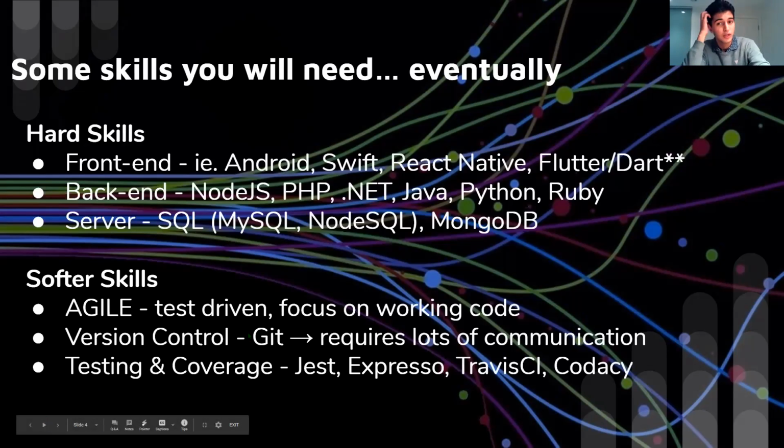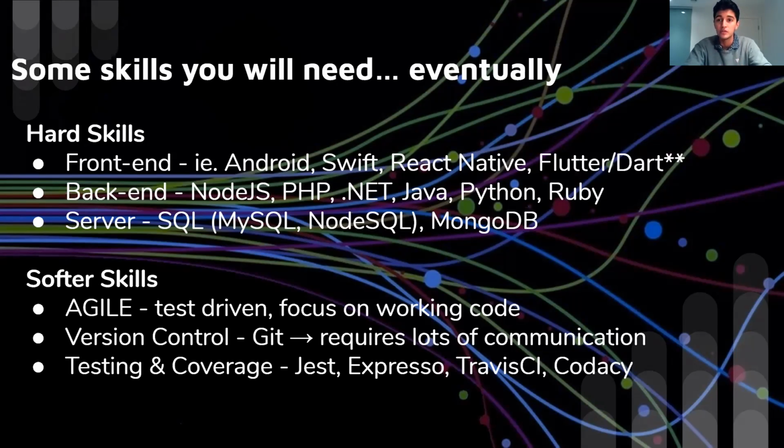Just very briefly, some skills you're going to need eventually, just some hard skills, languages you might want to use. Android, of course, for Android phones, we use Kotlin or Java. Swift is for iOS. React Native and Flutter are 2 cross-platform languages. We'll be focusing on Flutter today just because it's one of the easiest to integrate with the Firebase server, which we'll also be going over.